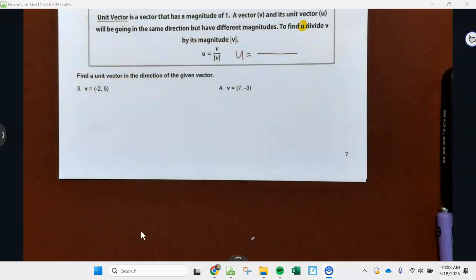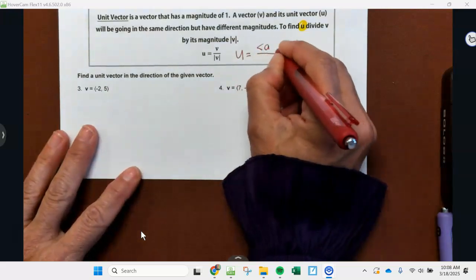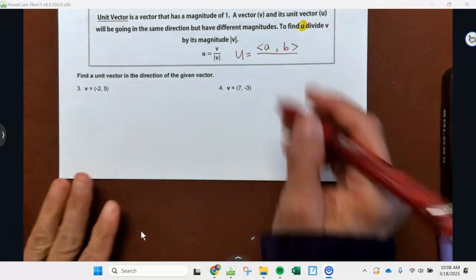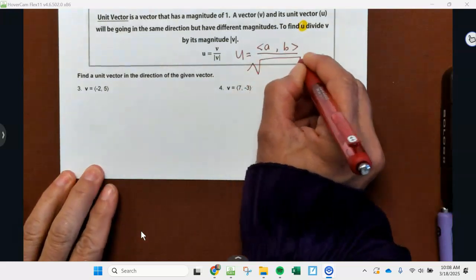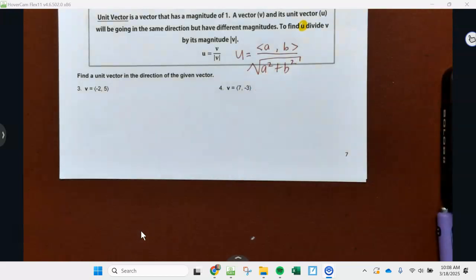So on the top is for sure the vector, but we love vectors in component form. So this is still A, it's just plain A, plain B on top. But it's divided by its magnitude. And I'm just going to write the formula for magnitude, a squared plus b squared, underneath that square root symbol. So that's how we're going to find the unit vector.